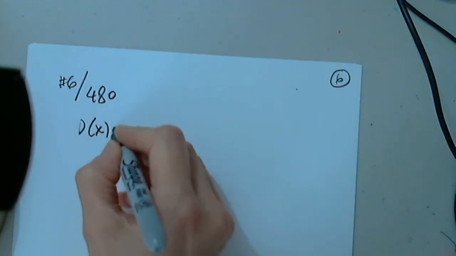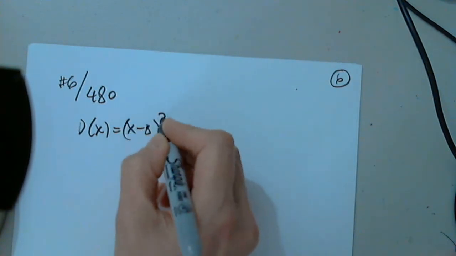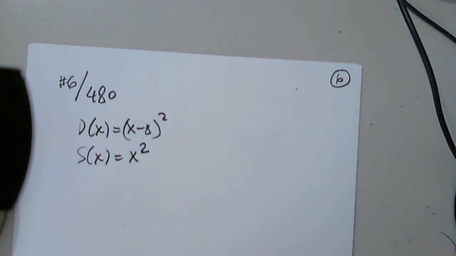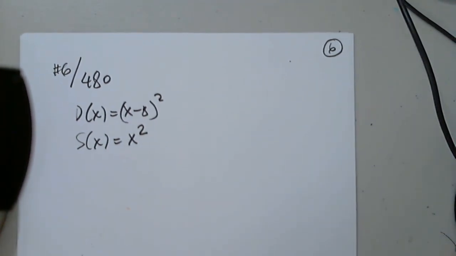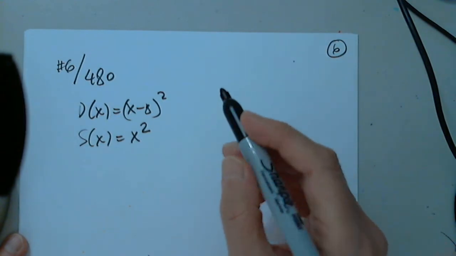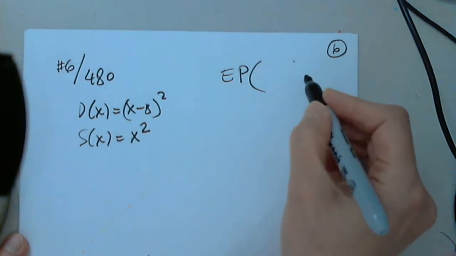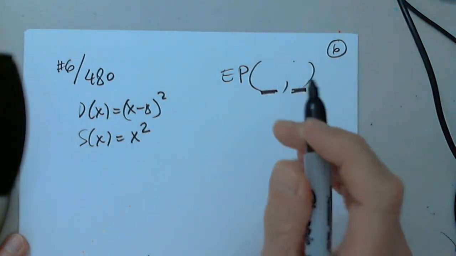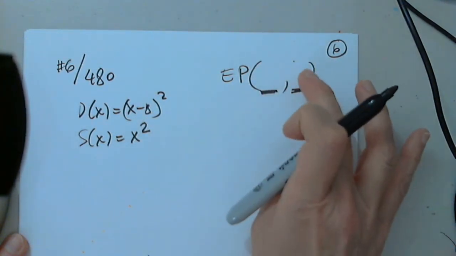So d of x equals x minus 8 squared, and s of x equals x squared. And they're asking us to find the equilibrium point and find the consumer surplus and producer surplus at those points. Okay. So first of all, I have to set them equal to each other for the equilibrium point. The equilibrium point, like any point, has to have an x and has to have a y. It's not sufficient to find x and not find the y.